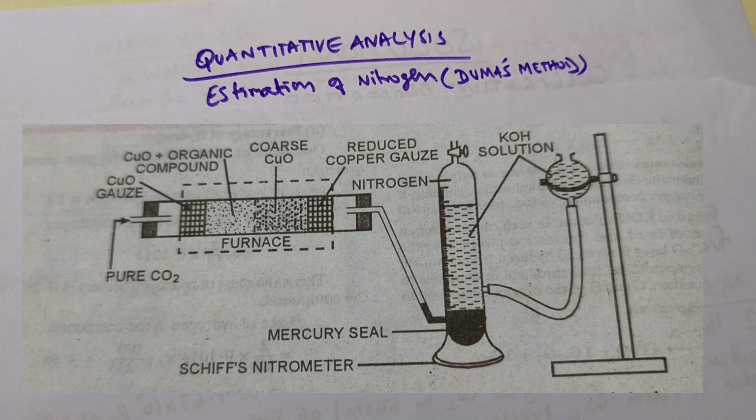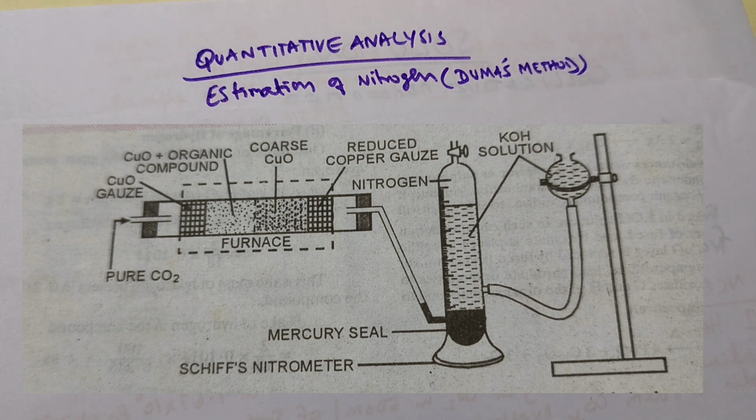If the organic compound contains carbon and hydrogen, that will be converted to carbon dioxide and water vapor, because the combustion tube contains copper oxide. When these three gases are passed through the graduated tube containing potassium hydroxide, it will absorb all the carbon dioxide and water vapor, leaving only the nitrogen gas. That nitrogen gas will be collected in another tube.